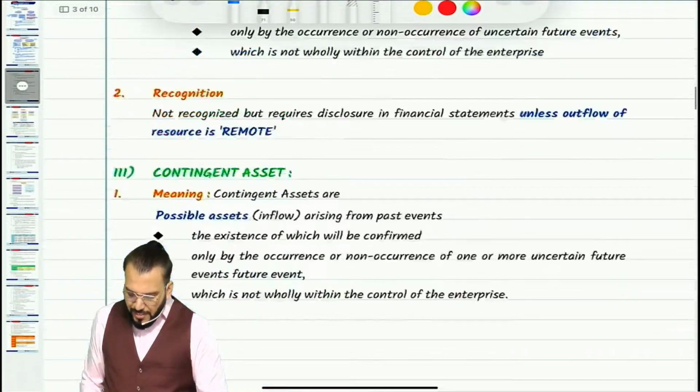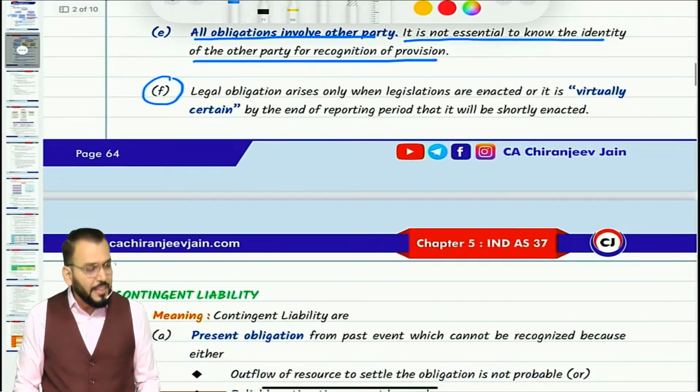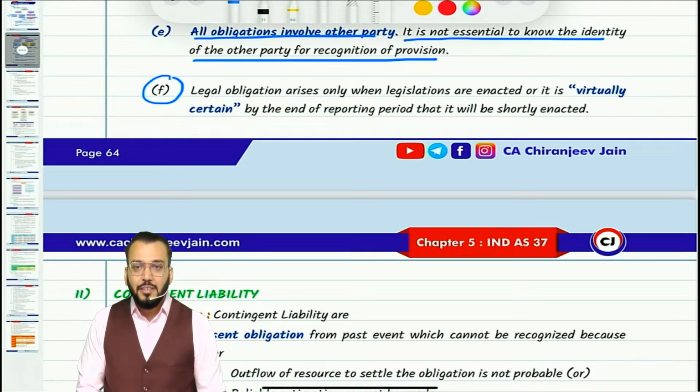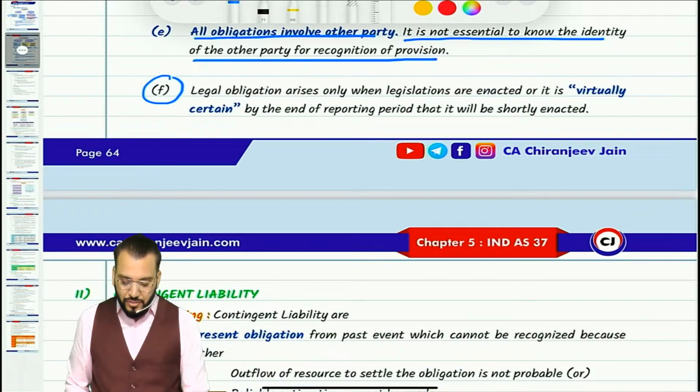Then we discussed two more points about the future conduct of business as well as about the identification of the other party. I hope you have understood that. Then come to point number F. This point is also important from the point of view of the exam.